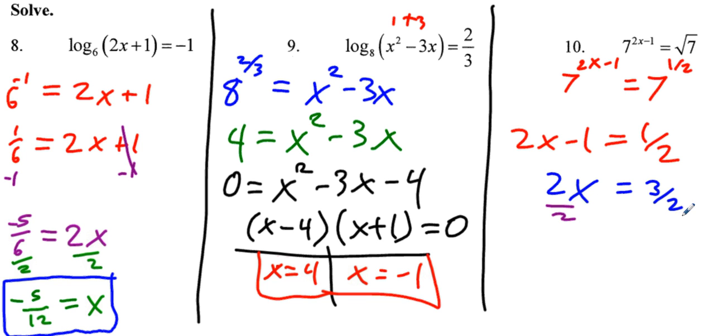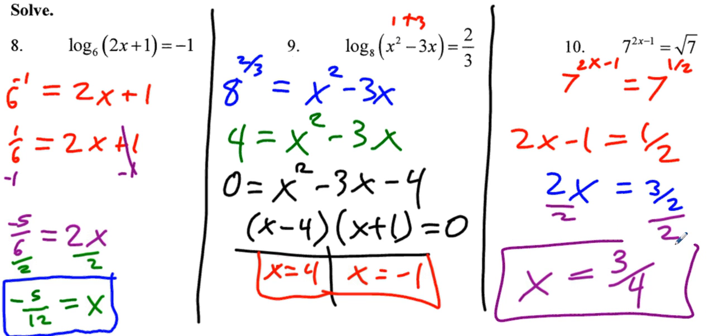Divide by 2, which is like multiplying by 2 to the bottom. X equals 3/4. If you plugged it back in, there'd be nothing wrong with it, so it's a good answer. It's not extraneous or anything.